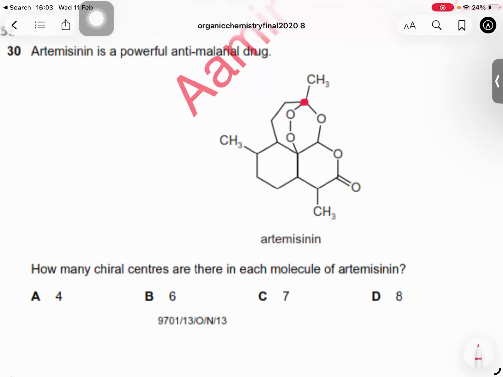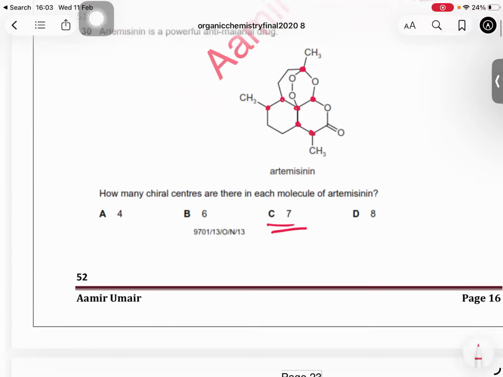Is this carbon chiral? Yes. This one, this one, this one, this one, this one. So I'm not doing any kind of breakage even. जहाँ जहाँ 3 bond निकल रहे हैं, मुझे पता है it's a chiral. So I just start marking them. 1, 2, 3, 4, 5, 6, 7. So how many chiral carbon? 7? Yes. Okay.